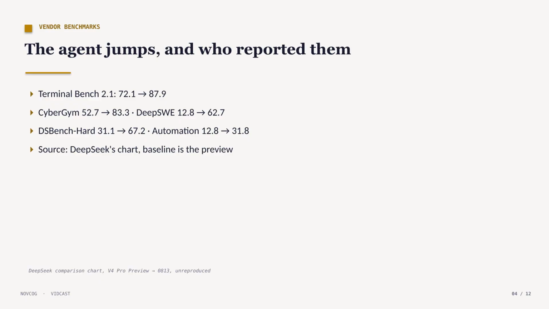Next, the numbers doing the marketing. These come from DeepSeek's own comparison chart, circulated on social media and reproduced by blogs. And the baseline is the V4 Pro preview, not a competitor. DeepSeek reports Terminal Bench 2.1 moving from 72.1 to 87.9, CyberGym from 52.7 to 83.3, DeepSWE from 12.8 to 62.7, that is, plus 49.9 percentage points, not a multiplier, and one fact checker has already flagged that exact confusion in the coverage. DSBench Hard, 31.1 to 67.2. Nobody outside DeepSeek has reproduced any of it.